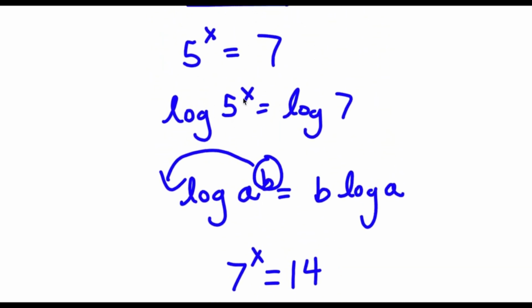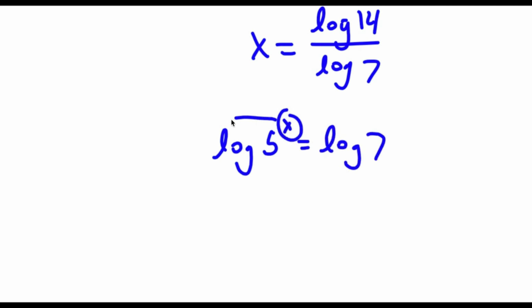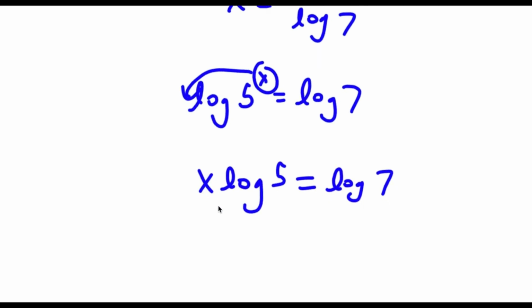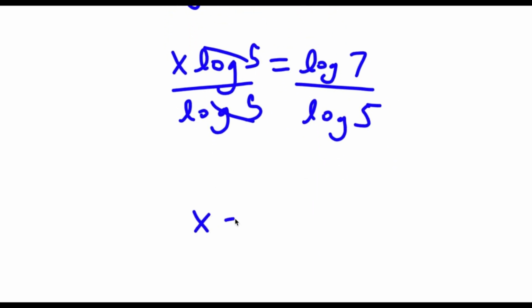So now this is what I'm doing for 5 to the power of x is equal to 7. So now I had log 5 to the power of x is equal to log 7. Now I can move x to the front. So now I have x times log 5 is equal to log 7. Now I can go ahead and divide both sides by log 5. So now these two are going to cancel out, and I'm left with x is equal to log 7 over log 5.